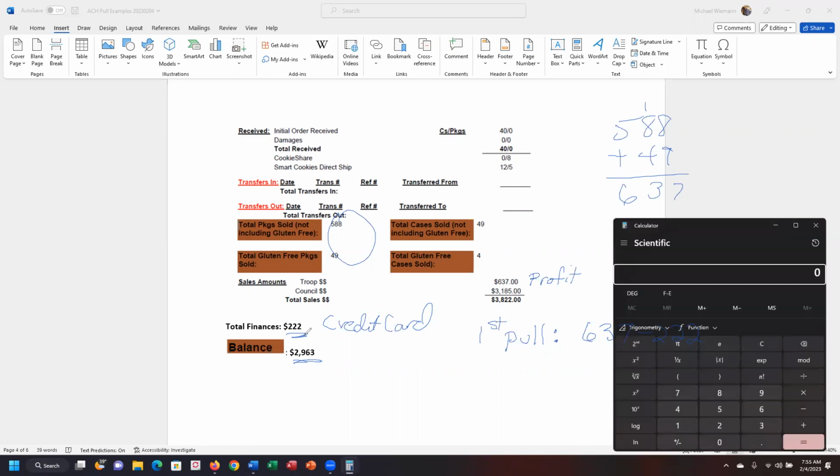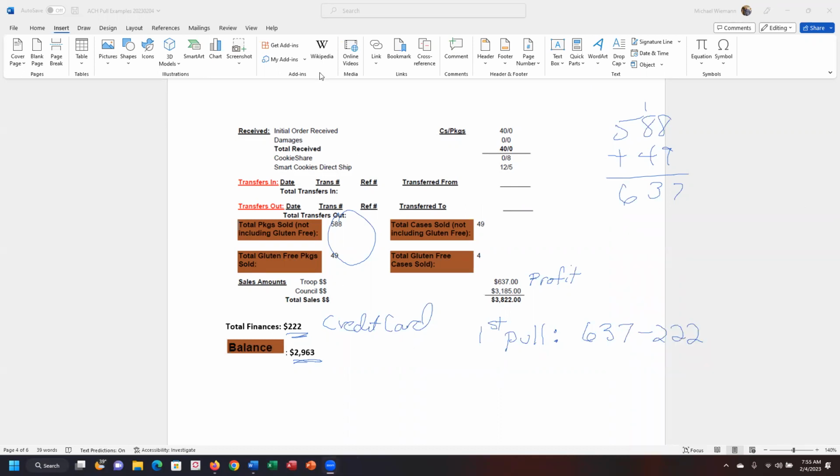So again, if I pull up the calculator, if I take 637 minus 222, that means on the first pull for this particular troop here, they are going to end up with a first pull of $415. And that's going to be the pull on February the 20th of 2023. So 415. The second pull is going to be the remaining balance.